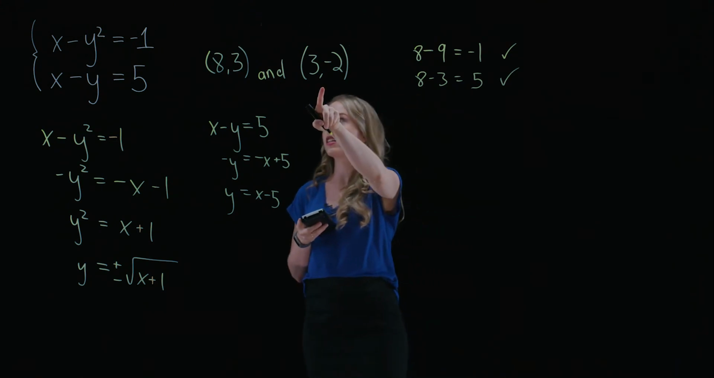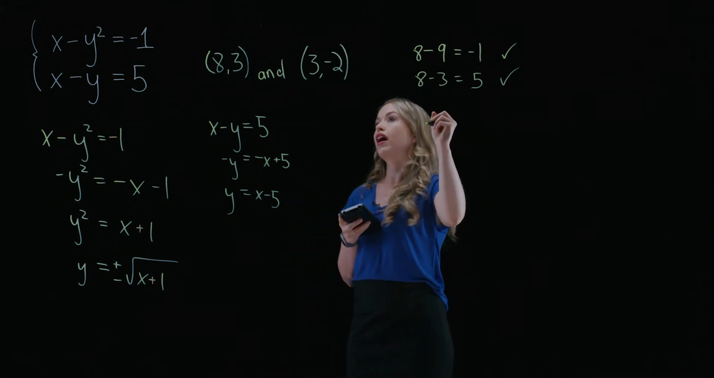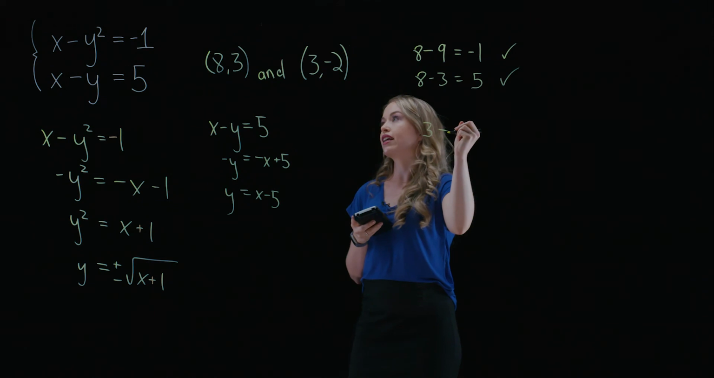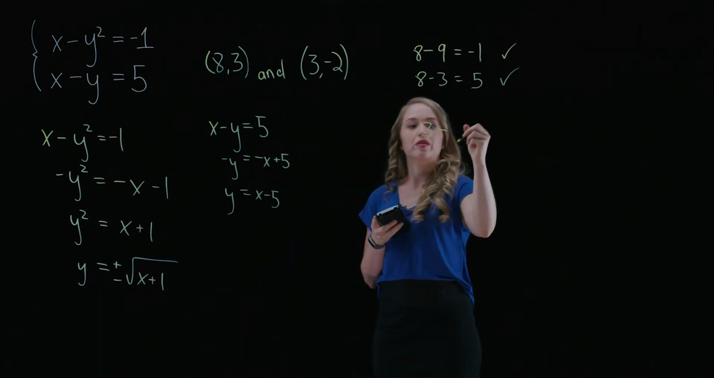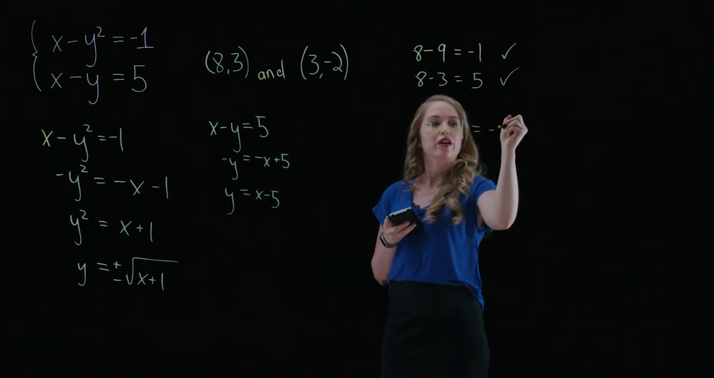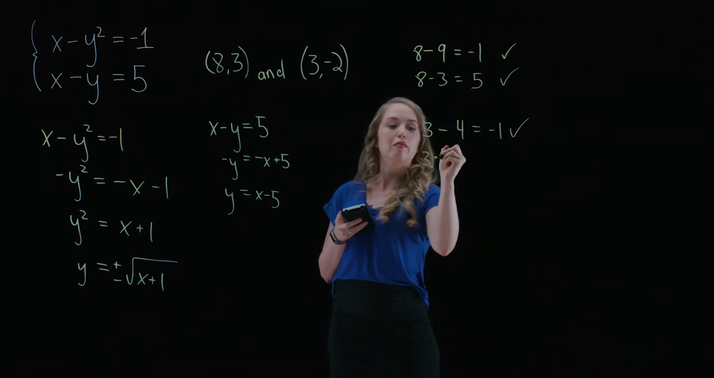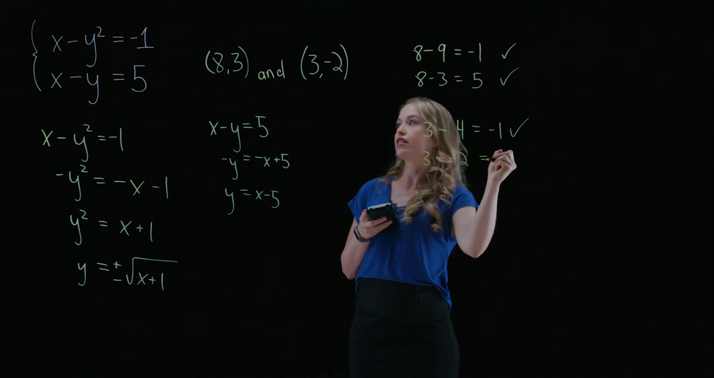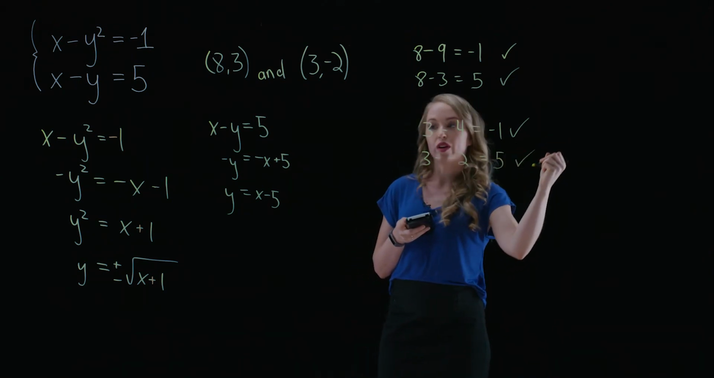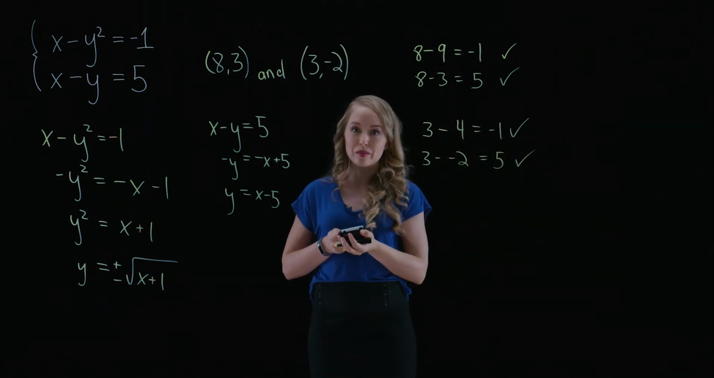Let's check our second intersection. I would have 3 minus -2 squared, which is a positive 4, which does result in -1. Great. That checks out. And finally, 3 minus -2 does result in 5. Great. That's how we complete this problem.